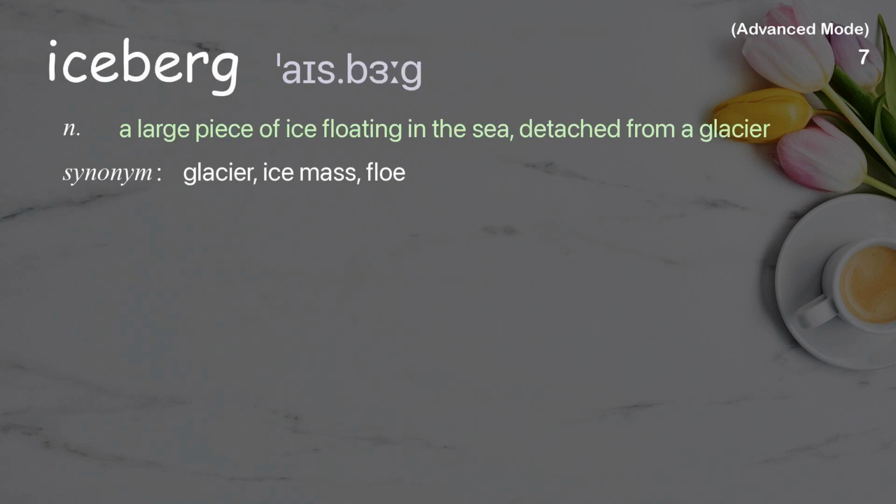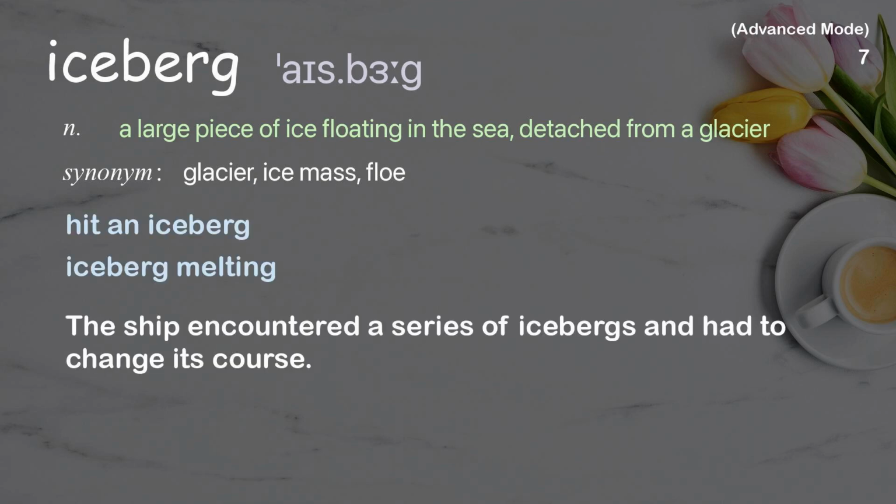Iceberg. A large piece of ice floating in the sea, detached from a glacier. Examples: Hit an iceberg. Iceberg melting. The ship encountered a series of icebergs and had to change its course.